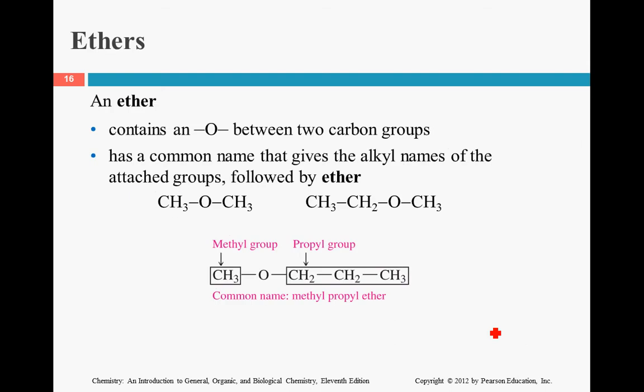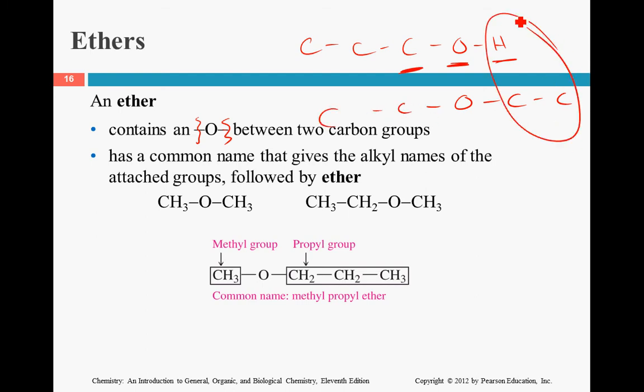On ethers, notice the line on either side. That's because that's where the carbon atoms are. With an alcohol, on one side of the oxygen was a carbon, on the other side was a hydrogen. With ethers, both sides have carbon. So here's your difference right there. They're surrounded by carbons on both sides.